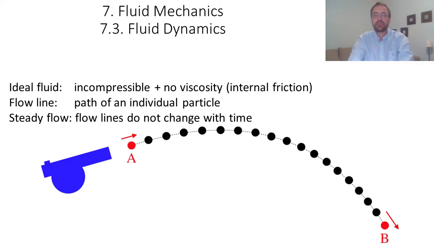Now, make sure you don't misunderstand this. Right? The word steady here is for the flow. It's not for the particles. Right? The particles are not steady. They are moving. But the flow lines are the ones that are steady.